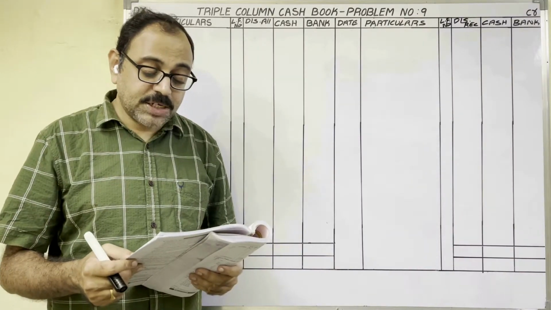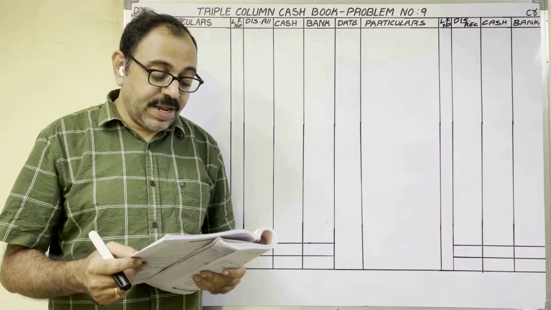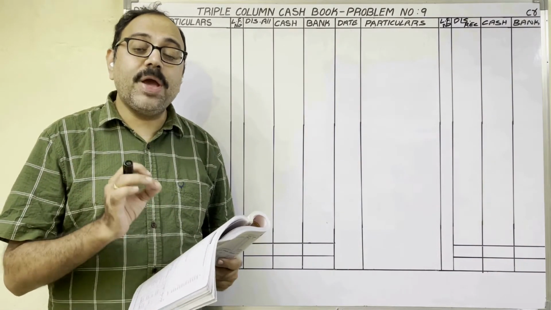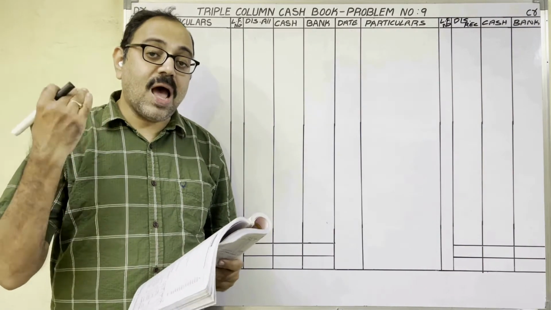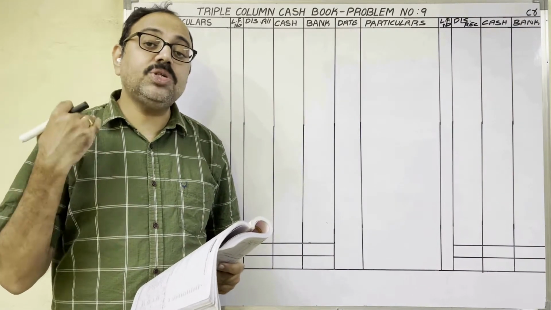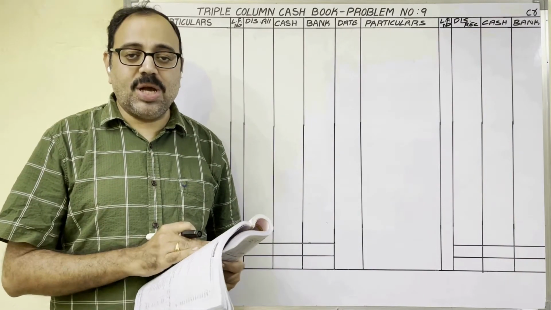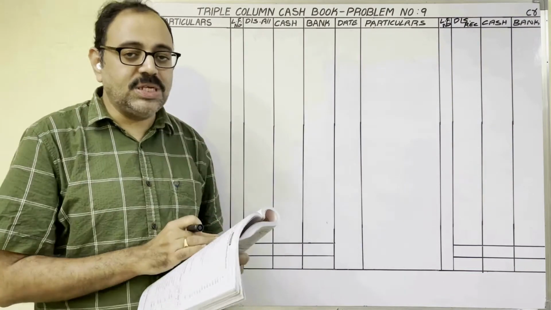Prepare triple column cash book from the following particulars. 1st October 2018, cash balance 14,000 rupees. This is known as the opening cash balance for the current month. The previous month's last date balance becomes the opening cash balance for the current month. So this is an asset to us. As an asset shows a debit balance, we should show this amount on the debit side.